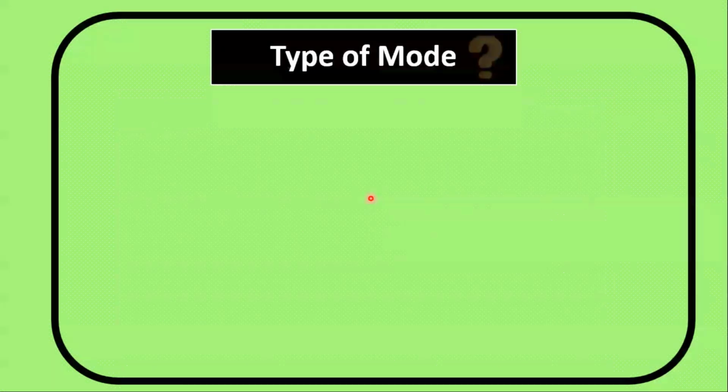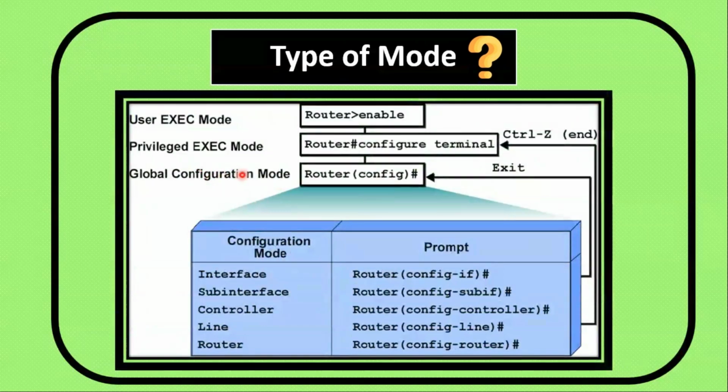We have three types of mode: user mode, privilege mode, and global configuration mode. In user mode, we can do only the show commands. We cannot do anything else. Even if you want to do a reload or any debug command, that cannot be done in user mode. Privilege mode is like a higher level of user mode. Here we can do all show commands. If you want to reload the switch, we can do it here. If you want to do any debug, we can do that here.